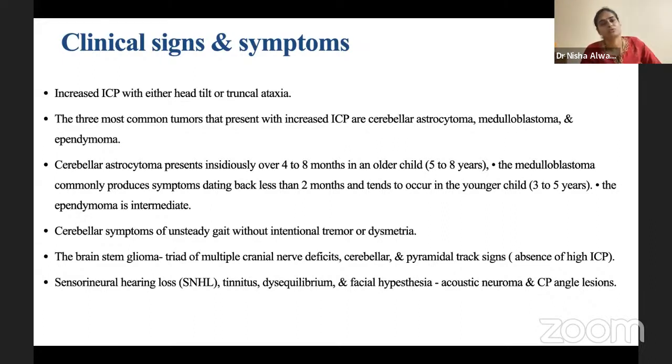So how do they present? Most of them present with increased ICP. I have already explained the pathology. They have a predisposition to hydrocephalus because of the narrow pathway. Most of them, especially kids who present with midline tumors like cerebellar astrocytoma, medulloblastoma, and ependymoma, present with raised ICP. The younger the child, the more possibility of midline tumors like medulloblastoma. They all have their implications, as I will talk about. They also have cerebellar symptoms and brainstem symptoms, especially in gliomas.